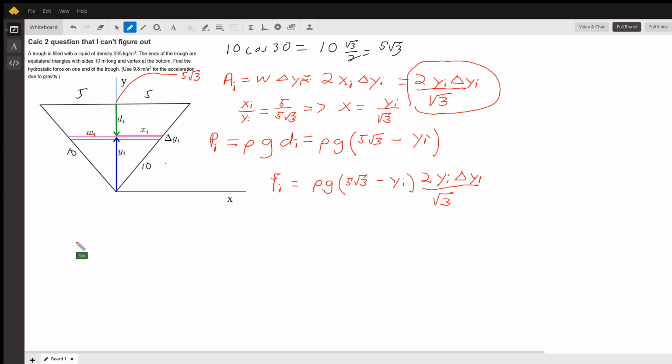If I wanted to simplify that, or rearrange that, which I do, I would have F sub I is equal to, so I'll get all the constants over here, 2 rho g over the square root of 3 times the quantity 5 root 3 times, well, that's not a 3, that's a y.